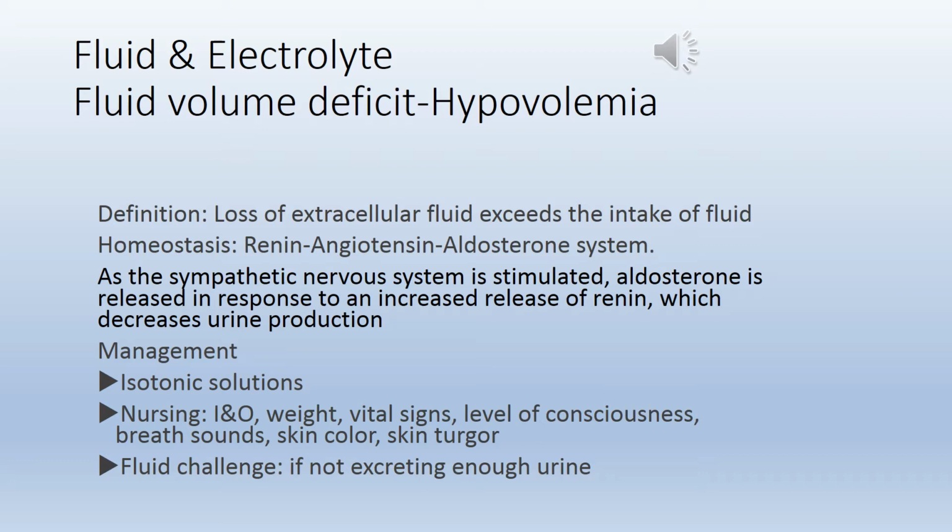As the sympathetic nervous system is stimulated, aldosterone is released in response to an increased release of renin, which will decrease urine production. Based on nursing assessment and mechanisms of injury, a likely cause of lower urine output would be the sympathetic nervous system being stimulated and aldosterone being released in response to the increased release of renin. Management would include giving isotonic solutions.